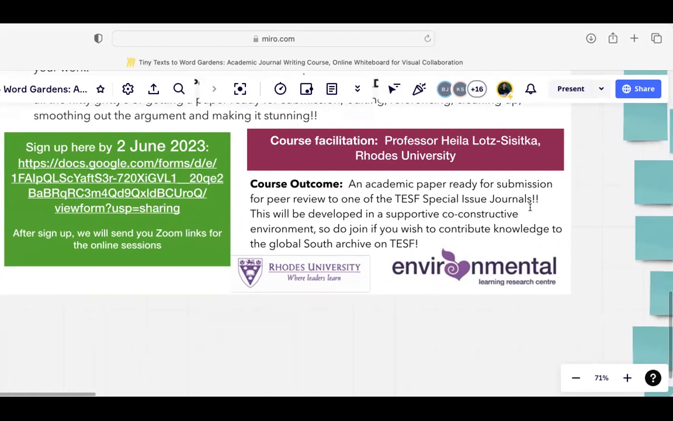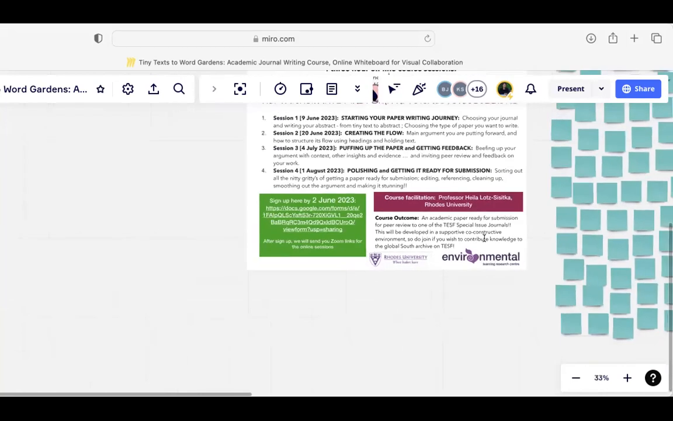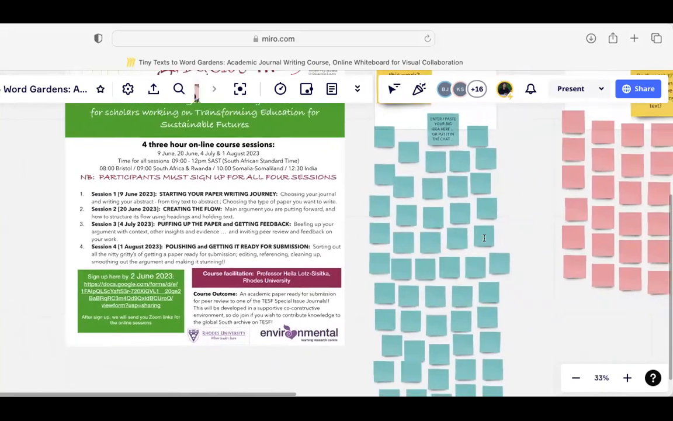And what we want to do is create a community in which we can do this work together, because it can be quite lonely, quite intimidating, and quite isolating. We want to try to reduce those difficulties as we build the Global South Archive on transforming education for sustainable futures, which is the overarching theme of our work. So that's an overview of what we're going to do together.